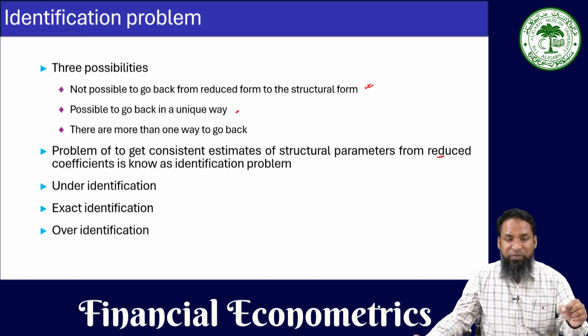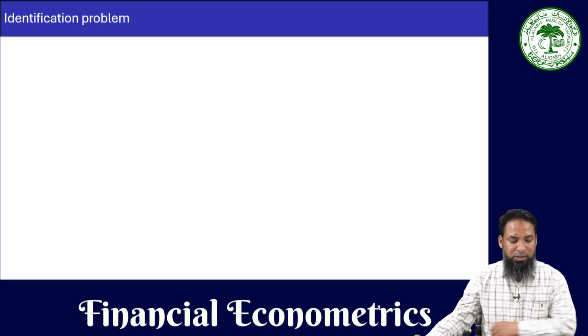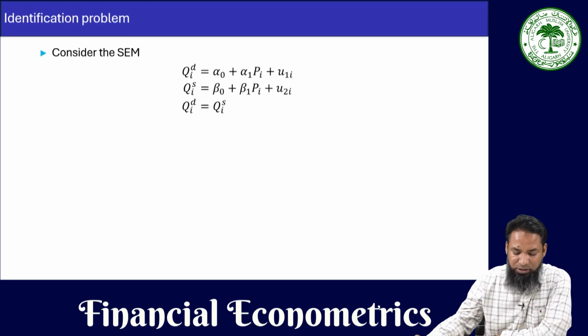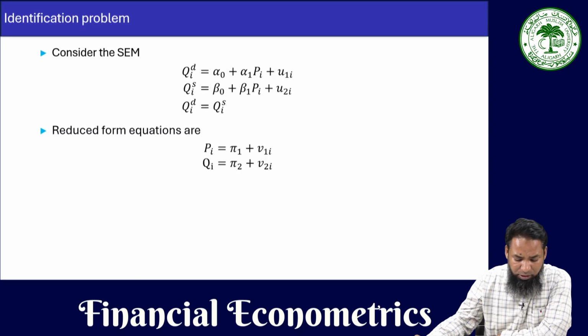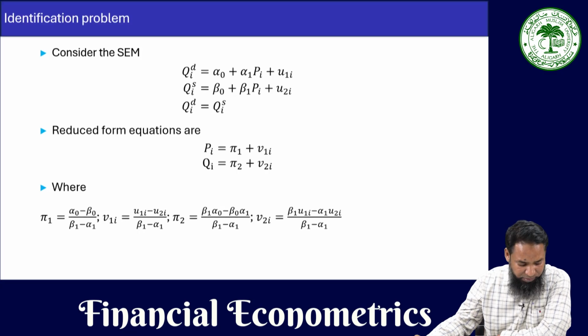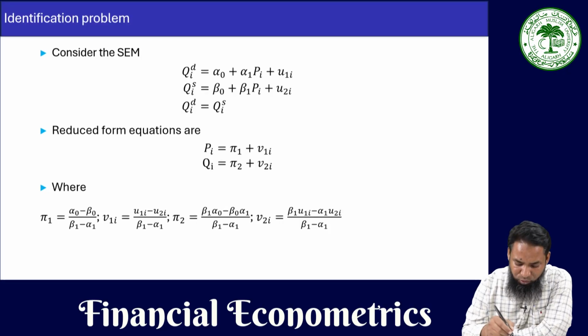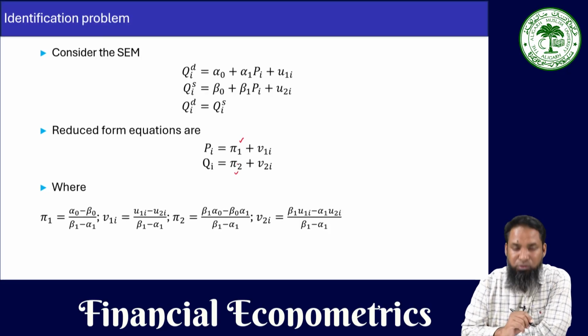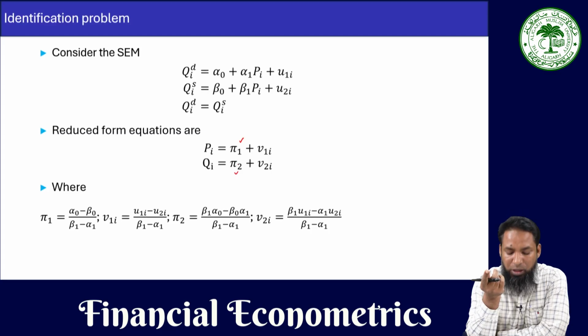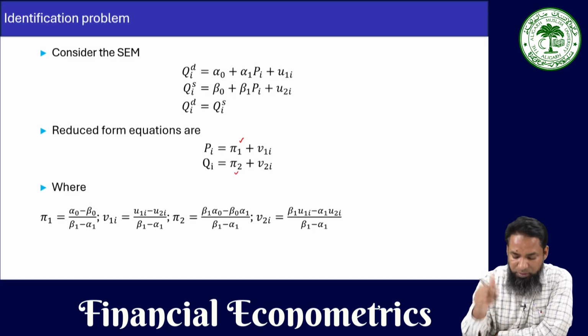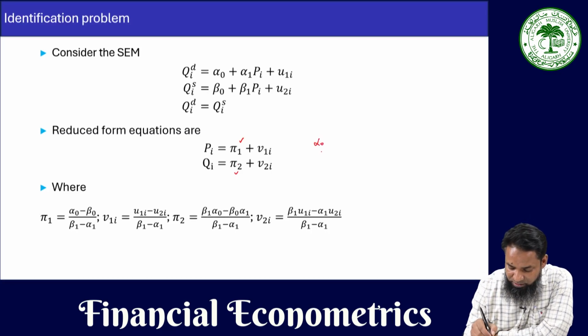Now, how will we identify these? Let us consider the situation of this equation here. The reduced form parameters of the equation are pi 1 and pi 2, where pi 1 is equal to this here. So in this situation, we have two parameters, pi 1 and pi 2, for the reduced form equation. However, how many structural parameters do we have? We have alpha 0, beta 0, alpha 1 and beta 1. So we have four unknowns.